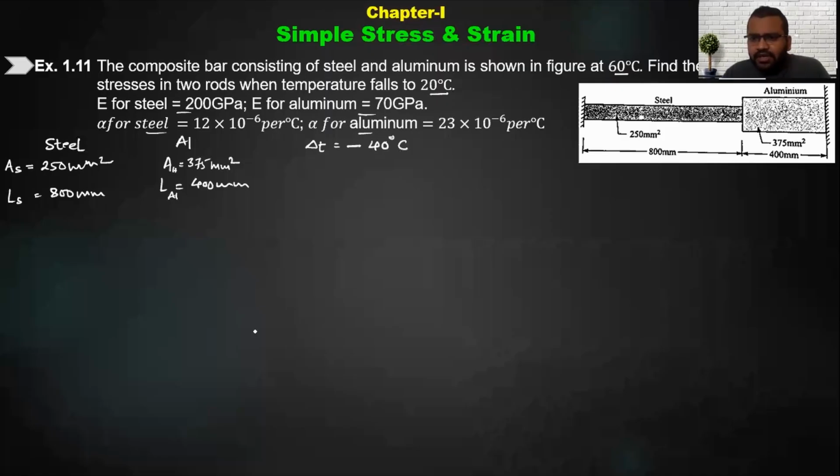Now how to start with this? As we studied in the earlier example, we have to solve this on similar lines. Only the thing is that here temperature is negative, meaning temperature is decreasing instead of increasing. So instead of writing expansion, we will write compression, nothing else. There will be some free compression of steel and free compression of aluminium, which is not allowed. Now who is going to compress more, aluminium or steel?